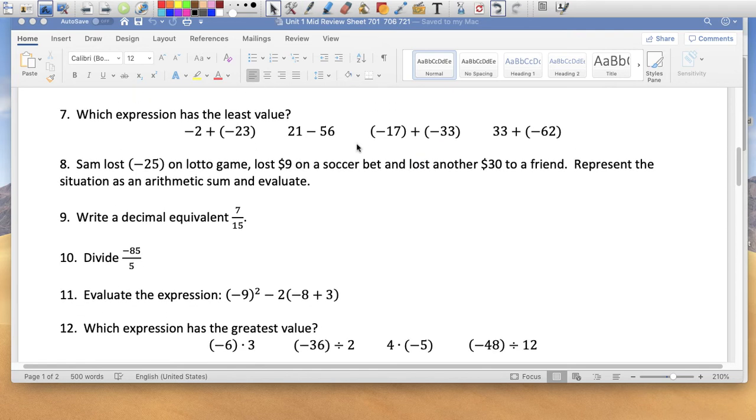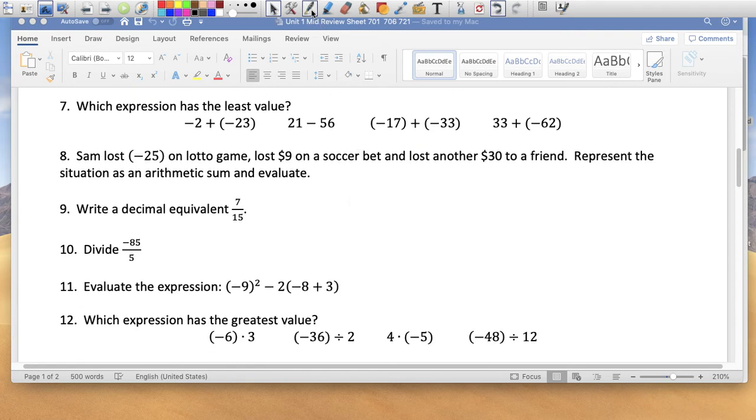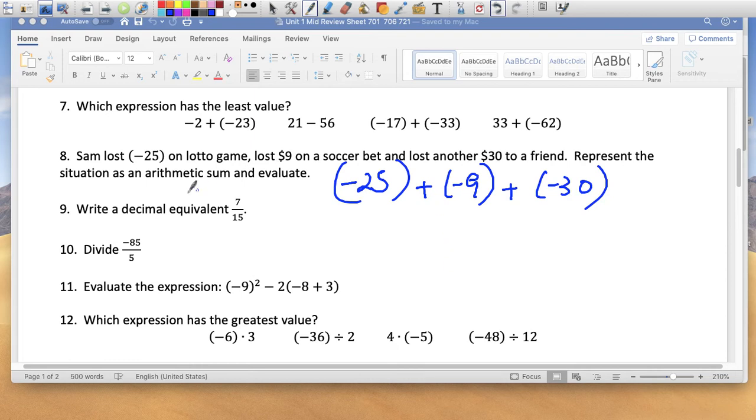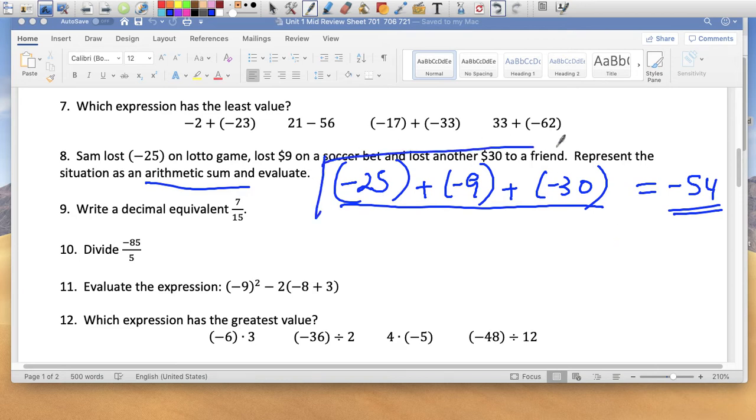Okay. Sam lost $25, so he's negative 25 down, right? He lost $9 on a soccer bet, plus he lost another 9, and lost another 30 to a friend. That sounds like me. Represent the situation as an arithmetic sum, and then evaluate. So how much did you lose in all the whole day? Negative $54. Okay, so this is what you have to do first. Represent it as a sum, and then find the total.